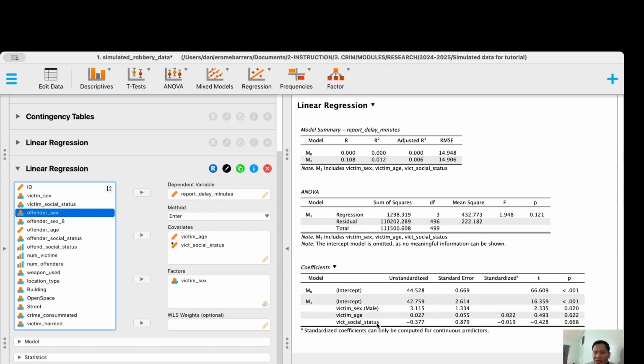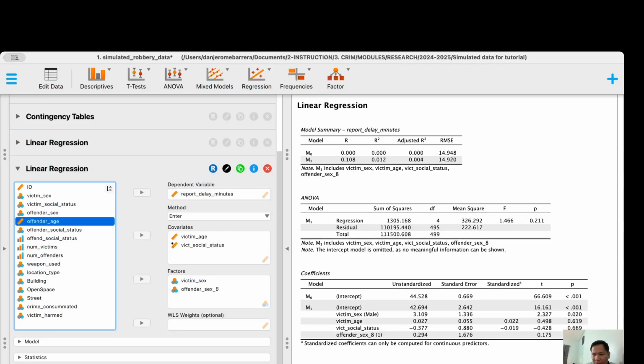So is there a significant relationship? No, because the p-value is 0.67. So there's no relationship between social status and reporting delay for victims. Now let's go to offender's sex. Let's move it to factors. Is there a significant association between offender's sex and delay of crime reporting or robbery reporting? The answer is no, because the p-value is 0.861.